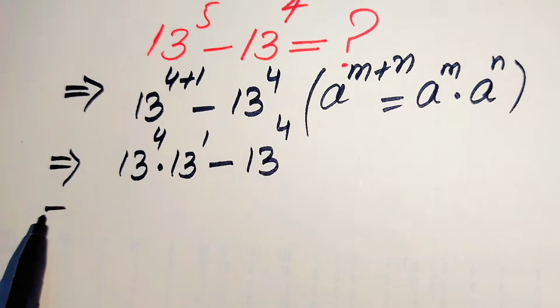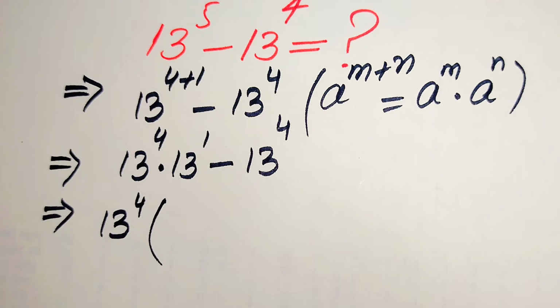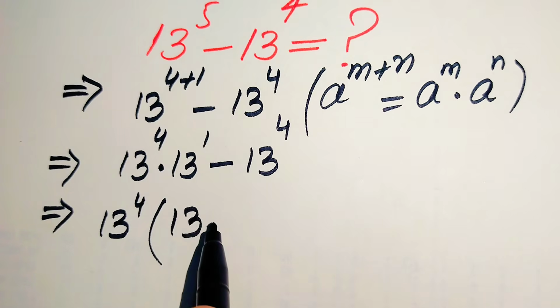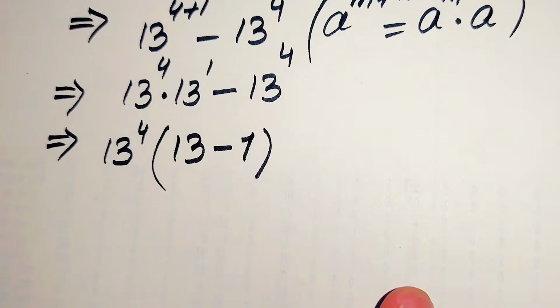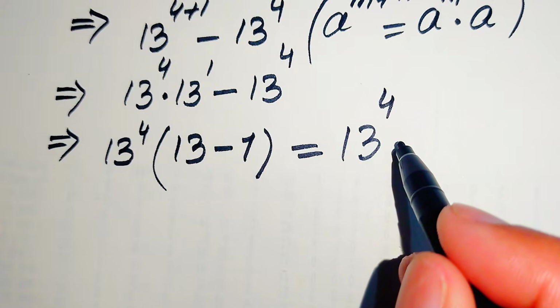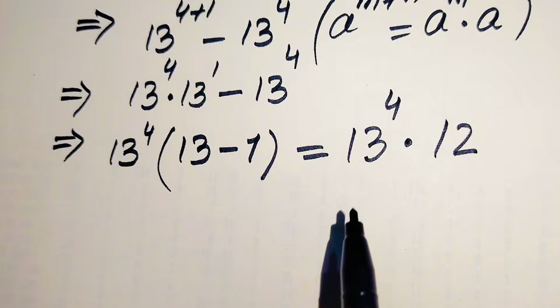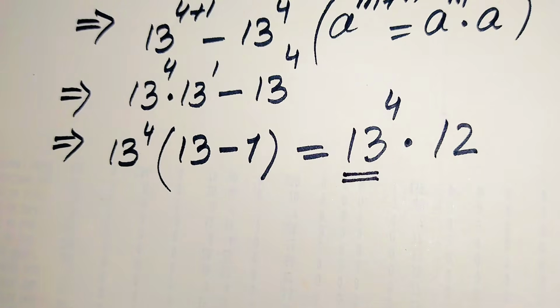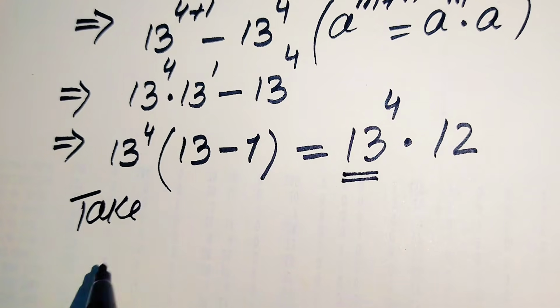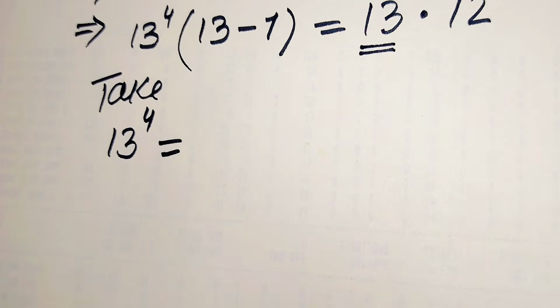And now you see that both of these two terms involve 13 to the power of 4, so we will take common 13 to the power of 4 from here. After taking common, the remaining values are 13 minus 1. In the next step, 13 minus 1 becomes 12, so we get 13 to the power of 4 multiplied by 12. So here first we need to find the value of 13 to the power of 4, and its resulting answer is multiplied by 12. So for this we will take 13 to the power of 4, and first we find its value and then multiply it with 12.